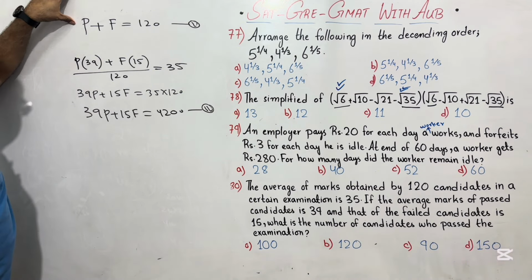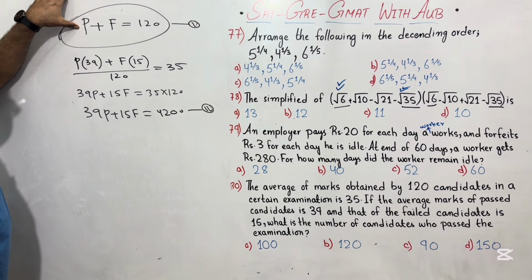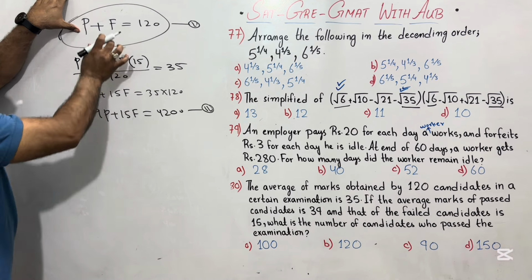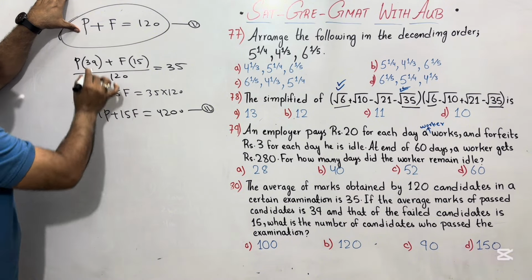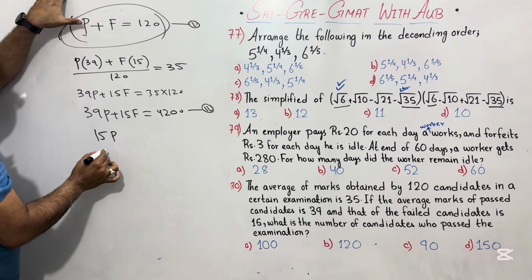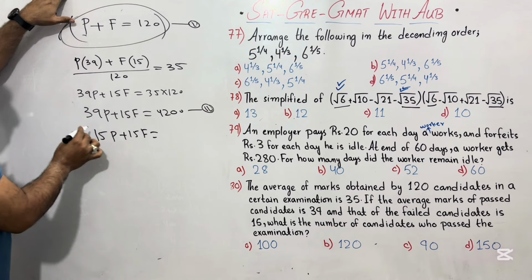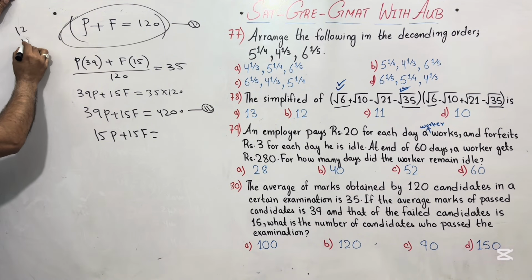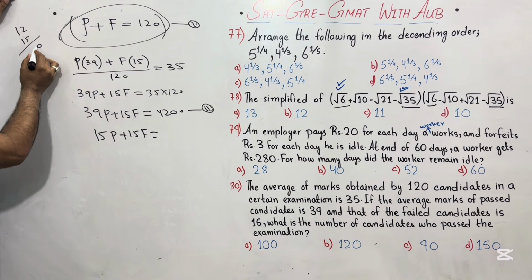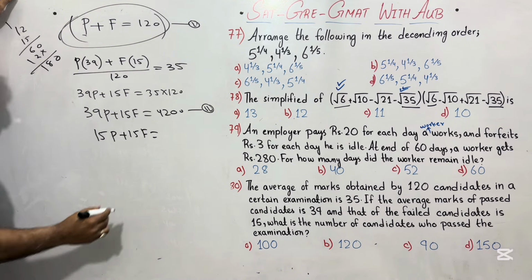Now, if I multiply equation 1 by 15 in order to get rid of the failures, it will become 15p plus 15f. 120 multiplied by 15: 12 multiplied by 5 is 60, and so on, giving 1800.